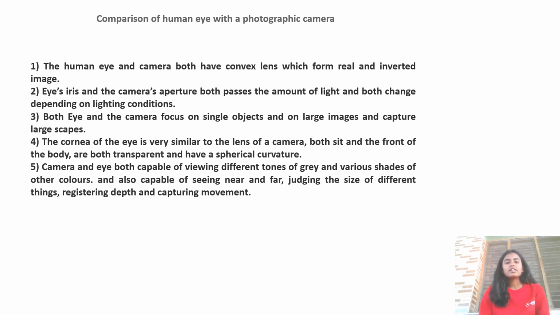The cornea of the eye is very similar to the lens of a camera. Both sit at the front of the body, are transparent, and have a spherical curvature. Camera and eye are both capable of viewing different tones of gray and various shades of colors, and also capable of sensing near and far, judging the size of different things, registering depth and capturing moments.